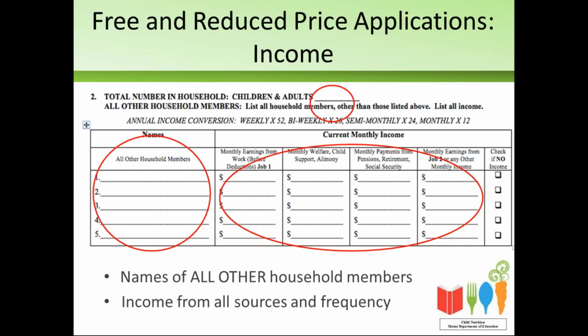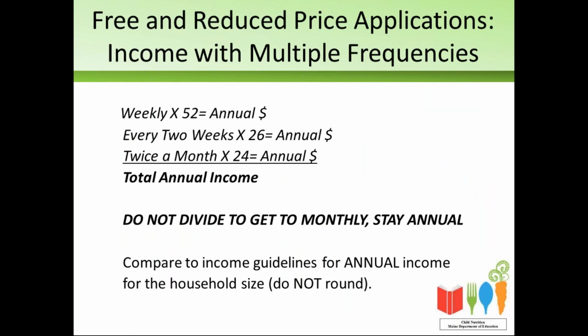If you report annually, you do not reduce that to monthly. The numbers that are used for non-monthly income are shown at the top. Weekly is multiplied by 52. Every 2 weeks is multiplied by 26. Twice a month is multiplied by 24. Monthly, of course, is multiplied by 12. Add those up, and that's the figure that will be used on the income guidelines, the annual income.